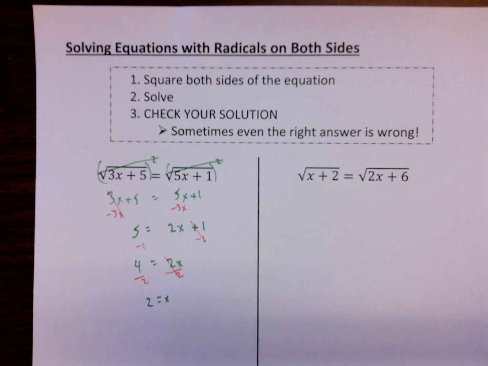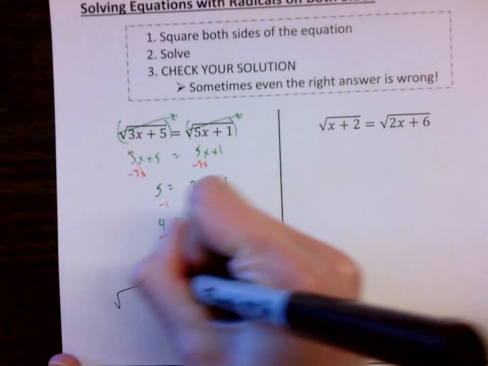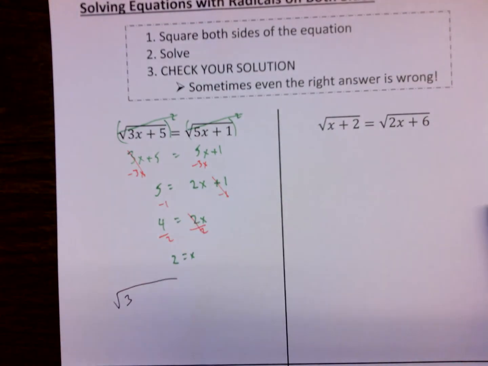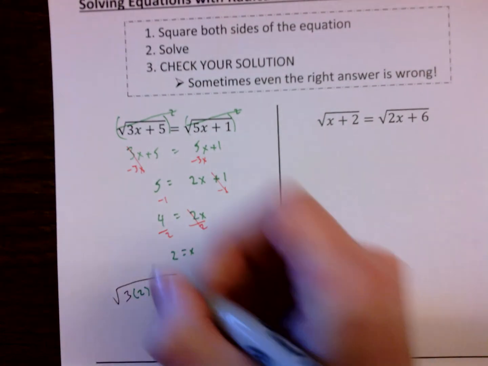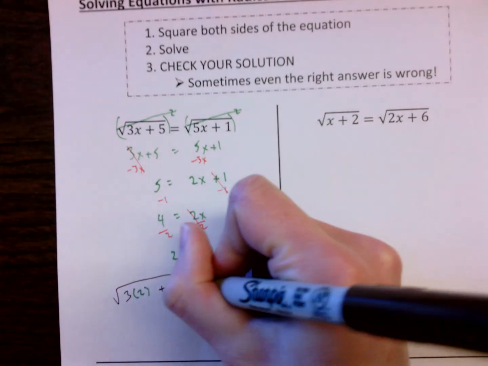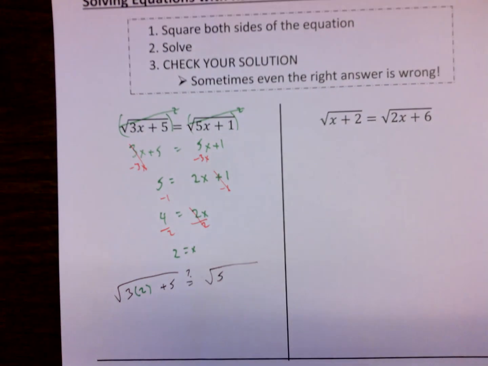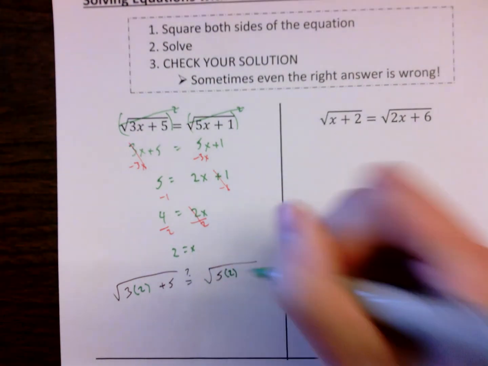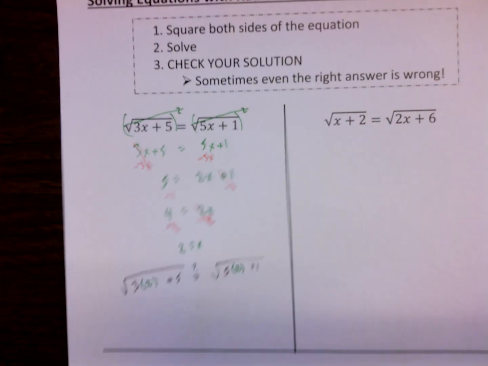Okay, so let's check. I'm going to go back up. I'm going to rewrite this equation. Then I'm going to plug in the 2 for the x. So it's going to be the square root of 3 times 2 plus 5. And we want to know, does that equal the square root of 5 times 2 plus 1? And we're just going to check and see if it works out.